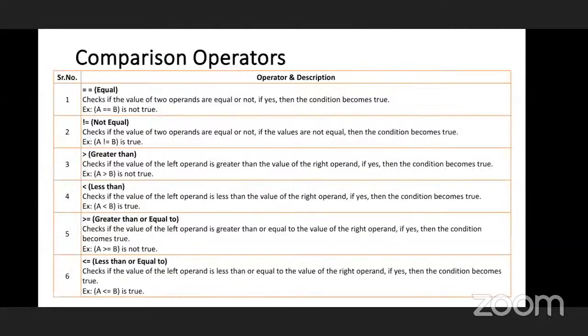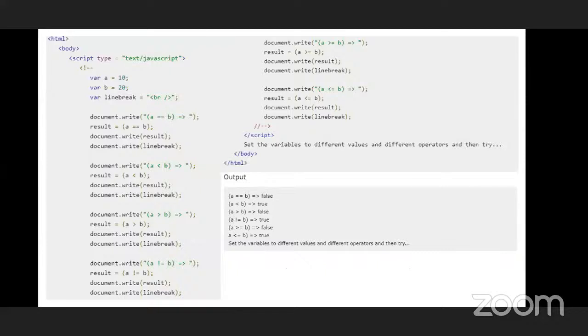Now, comparison operators. This is also very simple. Is equal to or equal to operator, not equal to operator, less than, greater than, or equals to, less than or equals to. Nothing new here. If you know C, CPP, very simple. So this is the simple program to understand comparison operators. Go through this, you can understand it easily. Okay, nothing new here.